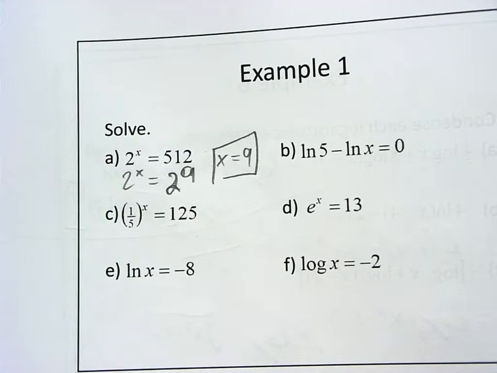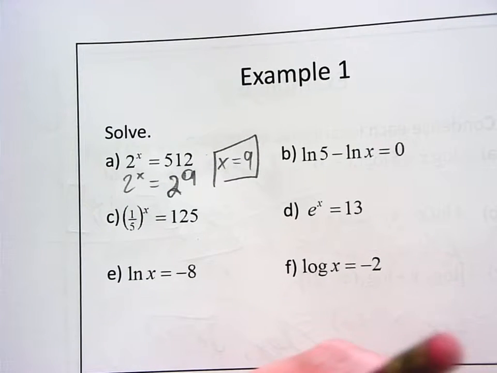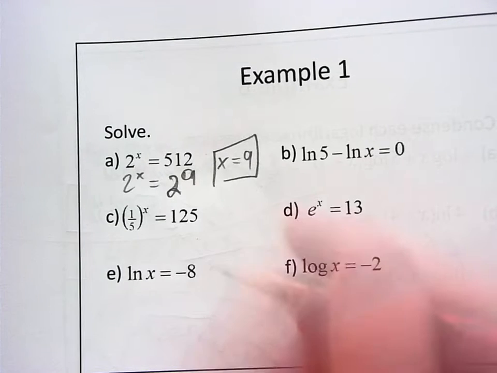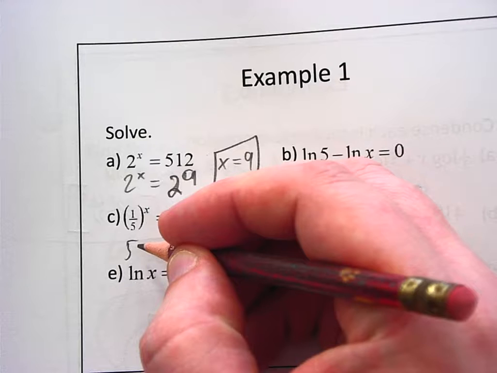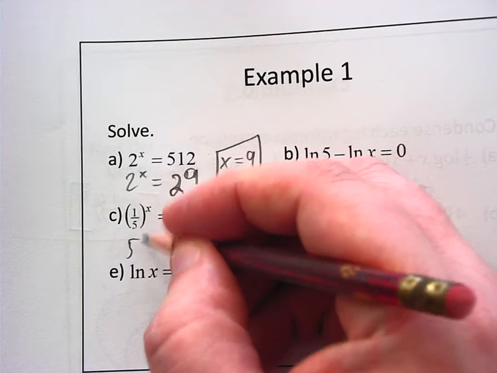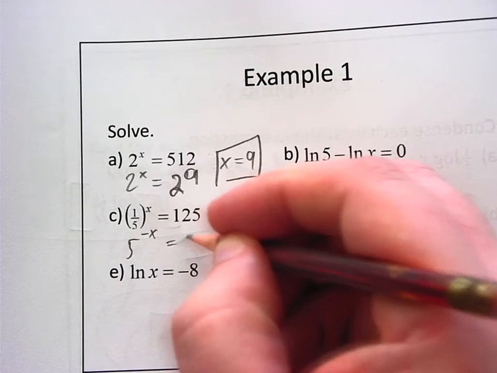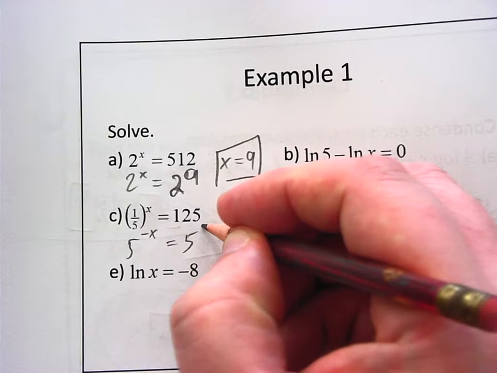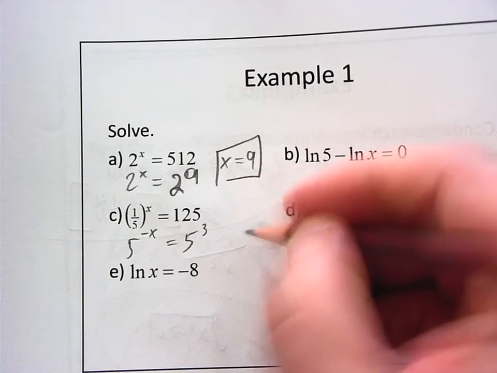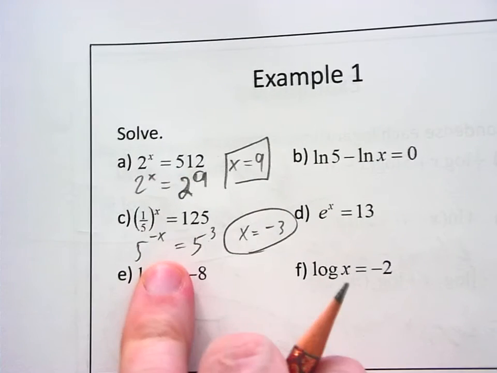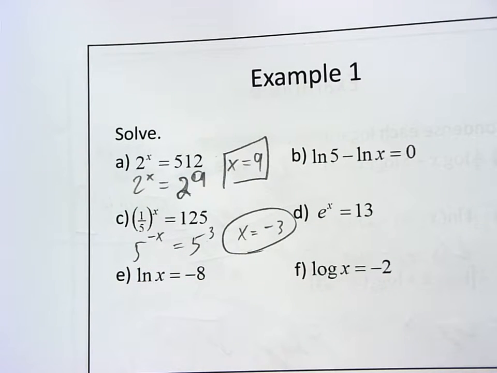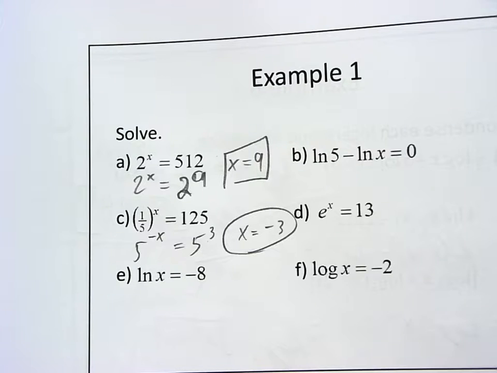C, what's the base going to be there? 5. So if 1/5 is going to be 5 to the negative first, and since there's an x there, I'm going to make it negative x. 125 is 5 to the third. So x is equal to negative 3. These are both that one-to-one property for solving. You're basically making it the same on each side of the equal sign, same base.